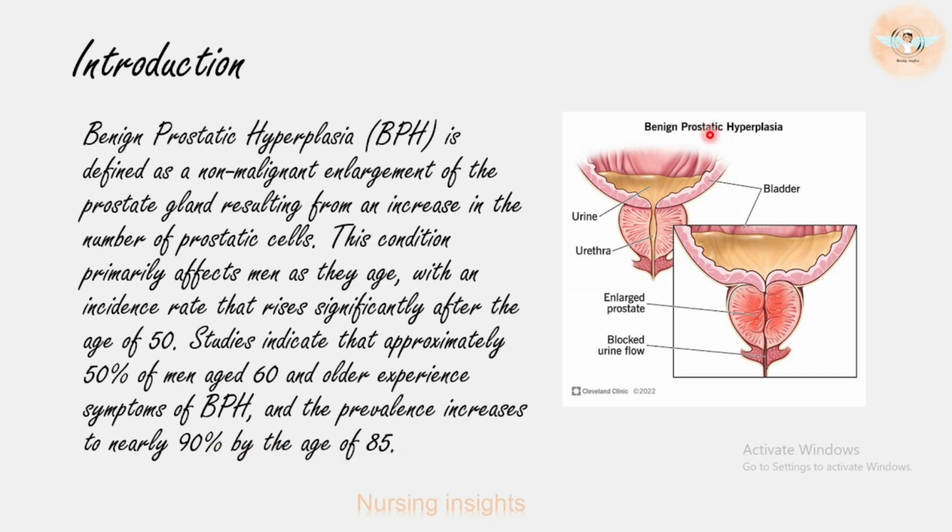So in benign prostatic hyperplasia, the prostate gland is situated on both sides of the urethra. When it is enlarged, it compresses the urethra, so it will lead to the clinical features.